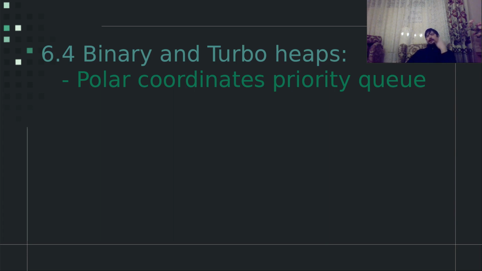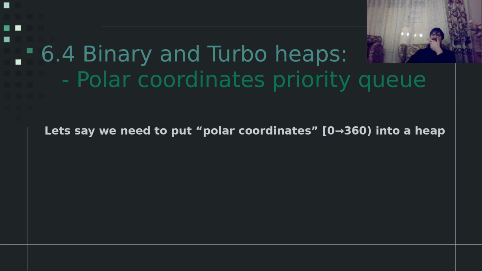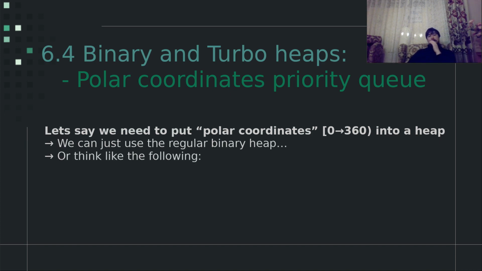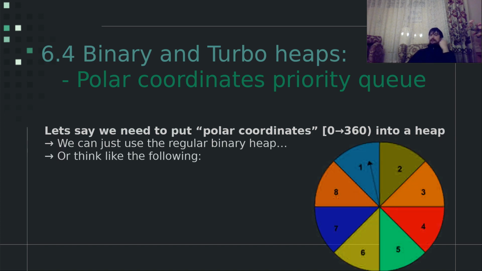Okay, how can we invent this? Think about polar coordinates for a while. Let's say we want to put polar coordinates into a heap, and polar coordinates are like in degrees from 0 to 360 degrees. We can just use a regular binary heap and of course a modulus operation or something and some trickery. Or we can think like the following. And this might give you an idea. What you see here, actually the numbering should be different, because I would say 1, 2, 3 from the, I don't know, never mind. It doesn't count.